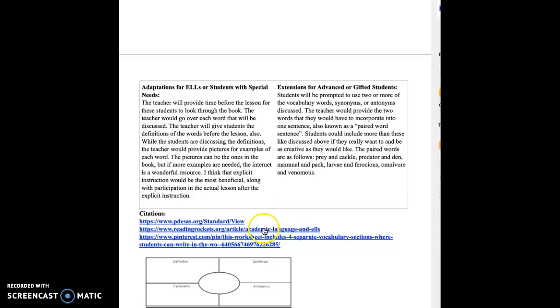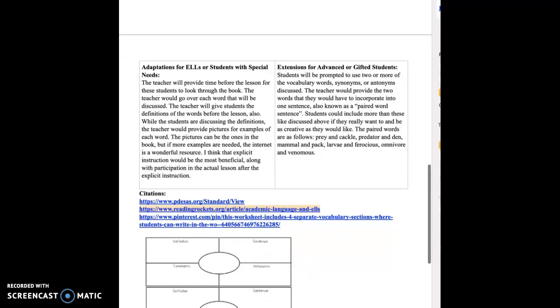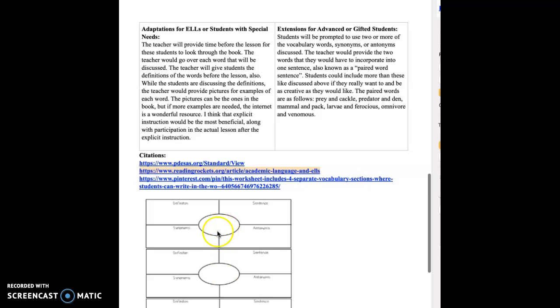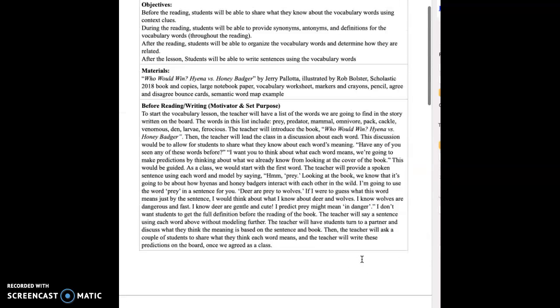So then my citations here, I just included the PA Standards website, Reading Rockets, which is where I got my idea for my adaptations as far as pictures and how that helps with ELs. And then I did get this worksheet off of Pinterest. I just searched vocabulary worksheets that could be utilized in a numerous amount of ways.